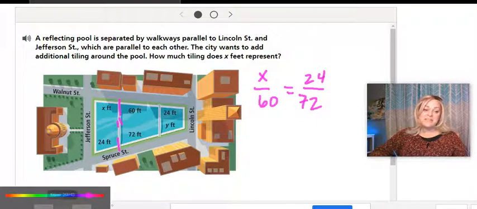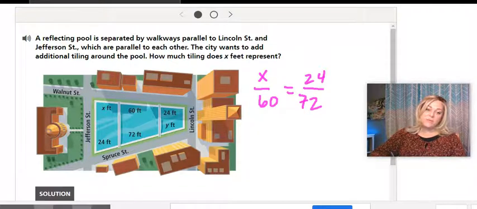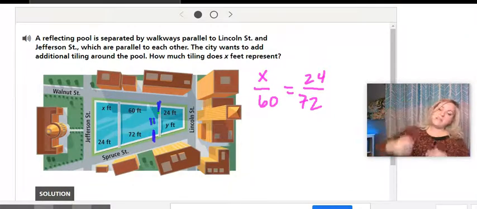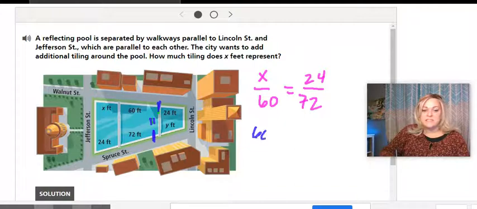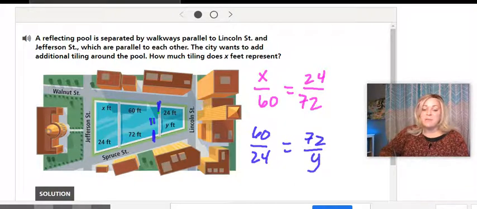Okay, same idea, and I'll get this out of the way. Same idea for finding y, because it will ask you y on the next part of the problem. So set it up where you have 60 over 24, there's that fraction bar, should equal 72 over y. So if you need to tilt your head and look at it that way, that will help. So 60 over 24 should equal 72 over y. That will help you solve both parts of the problem.